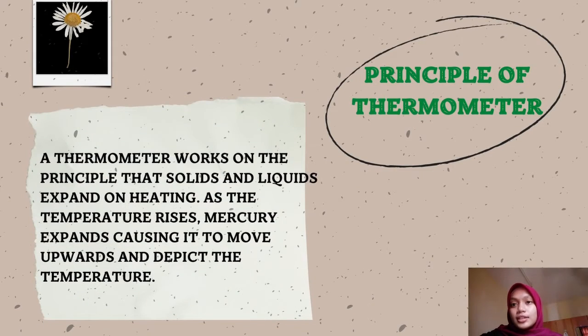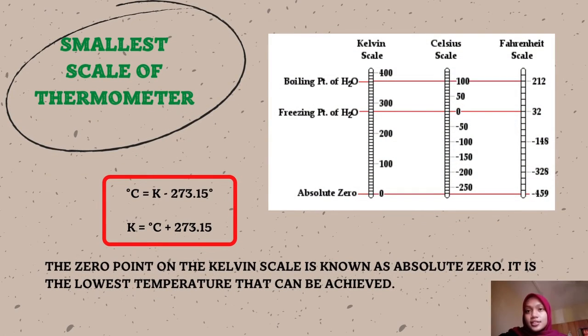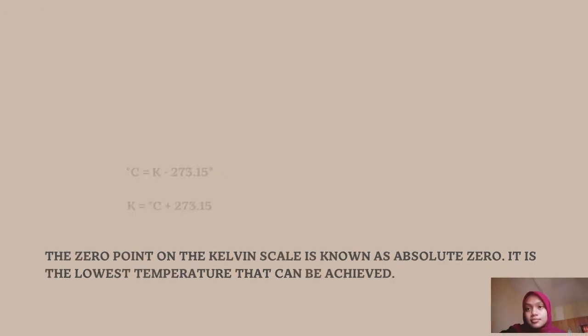Principle of thermometer. A thermometer works on the principle that solids and liquids expand on heating. As the temperature rises, mercury expands, causing it to move upwards and depict the temperature. As we can see, this is the diagram of a smaller scale of thermometer. The 0 point on the Kelvin scale is known as absolute zero. It is the lowest temperature that can be achieved.